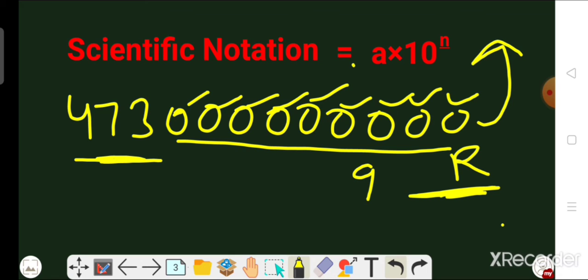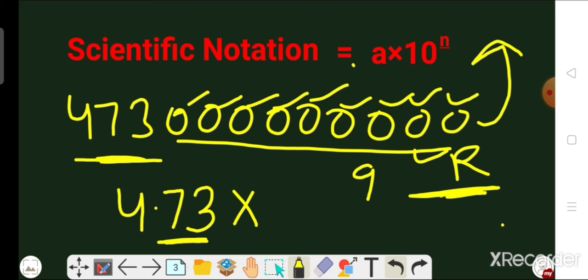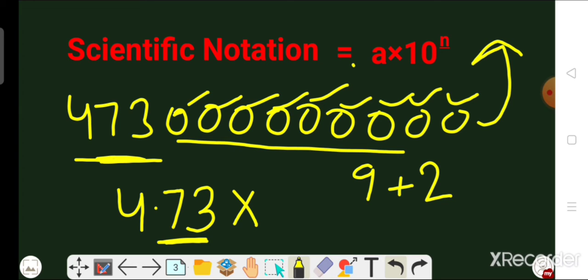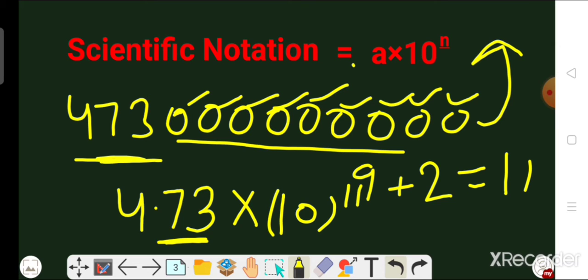We have to write the leftmost digit here, that is 4, and put the decimal after that digit, and then we have to write the remaining nonzero digits, that is 7 and 3. Okay, and then we have to write the multiplication sign. How many zeros are there? 9. And after the decimal how many places are there? 2. Then add this 2 into the 9. So what will it become? 11. Then put this 11 as the exponent of 10.